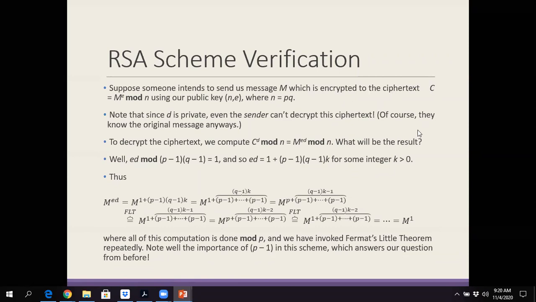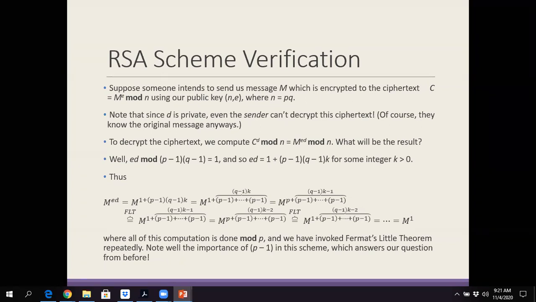Suppose someone intends to send us the message M, which is encrypted by doing C equal to M to the E mod n. So C is our ciphertext, and they've used our public key, and N happens to be PQ. D is private, right? Even the sender can't decrypt this ciphertext. They would take the ciphertext to the D mod N, but they don't have D, unless they can factorize N. And then they would be able to find their own private key and cheat the system, okay?